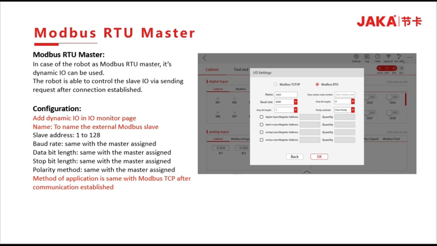Edit the name and address of the Modbus slave. The baud rate, data bit length, stop bit length and polarity method should be the same as the master assigned. Then, set up the slave I/O address and quantity. After communication is established, the usage is the same as Modbus TCP.